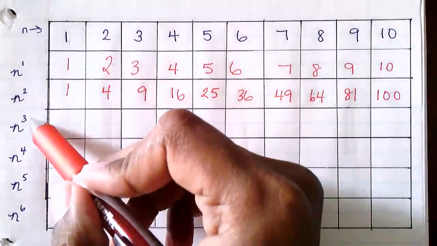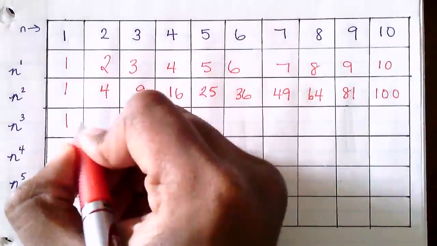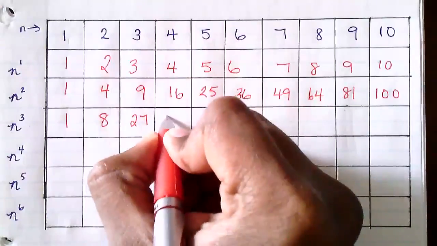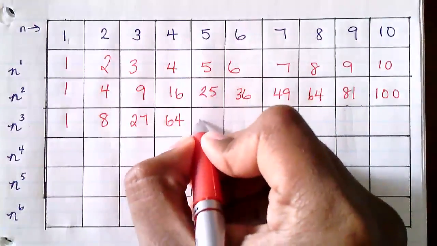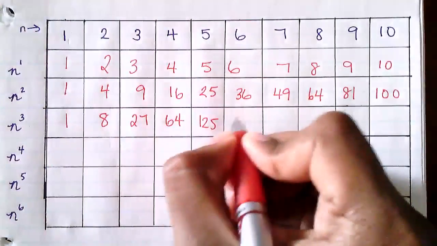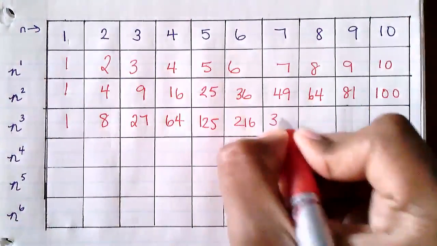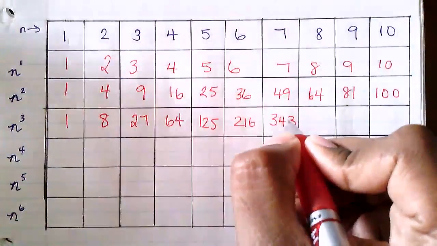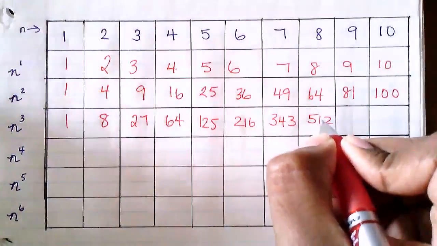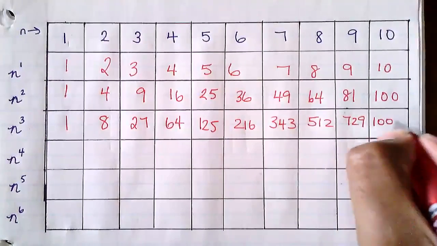Now we're going to look at to the power of 3. So 1 to the power of 3 is just 1. 2 to the power of 3 is 8. 3 to the power of 3, 27. 4 to the power of 3, 64. 5 to the power of 3, 125. 6 to the power of 3, 216. 7 to the power of 3, 343. 8 to the power of 3, 512. 9 to the power of 3, 729, and 10 to the power of 3, 1000.